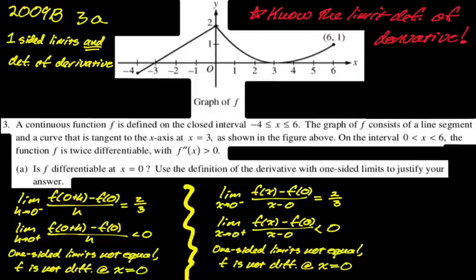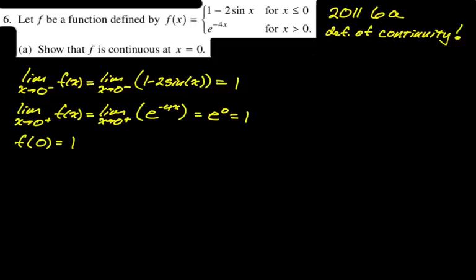All right, the next one, same general-ish idea, 2011 6A. We're just using the definition of continuity, but if you don't know the definition of continuity, how are you going to do this problem, right? So the definition of continuity is the limit exists, the function exists, the limit equals the value of the function. If you could see me, I'm counting that off on my fingers, which I do all the time. So here, I'm just going to show you my work. I found the limit from the left, which was 1. I found the limit from the right, which was 1. And then I found the value of the function, which is also 1.